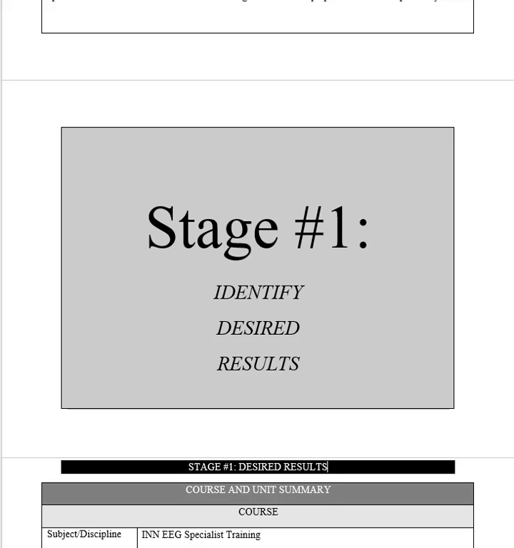So now we're just going to dive right into stage 1, identifying the desired results. Stage 1 is also called just unpacking the standards. Since the UBD is also called backward design, we are going to be starting at the end, creating a list of all of the things that the student should successfully have at the end of the course.